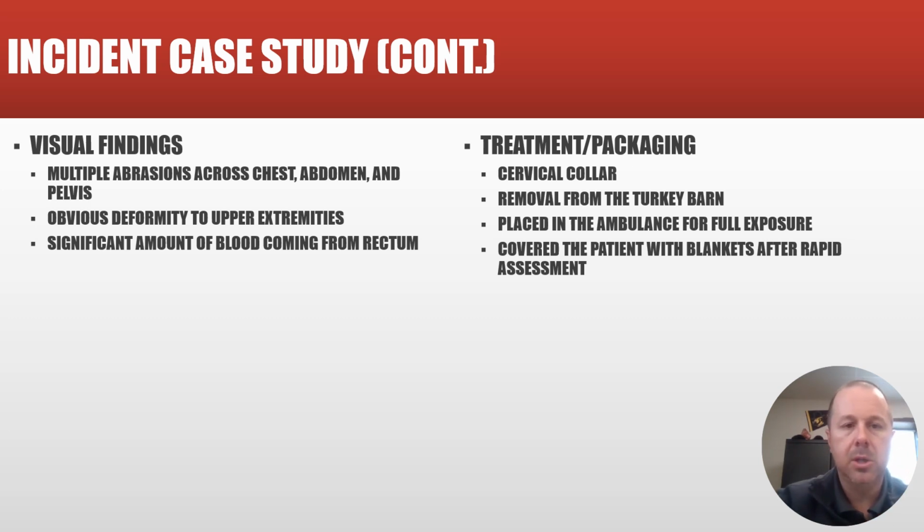So upon approaching that patient, the visual findings: he had multiple abrasions across his chest, abdomen, and pelvis. So it was more obvious to my partner and I that he was not just bumped, that he was obviously run over. He had deformity to both upper extremities. And when the head to toe was done, clothing was removed, and we rolled the patient on his side to do the assessment of his back. We noticed a significant amount of blood coming from his rectum.